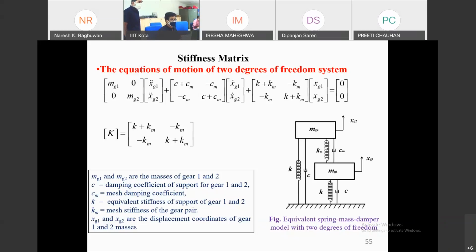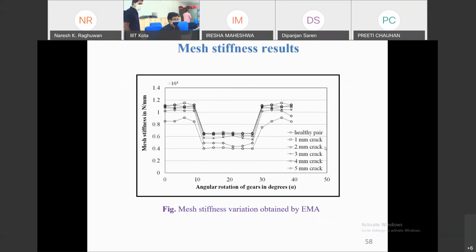Analytically or experimentally, you know this data and compare, and then you calculate the mesh stiffness. These are the results for this experiment. Because of the time limitation, I am just completing this.